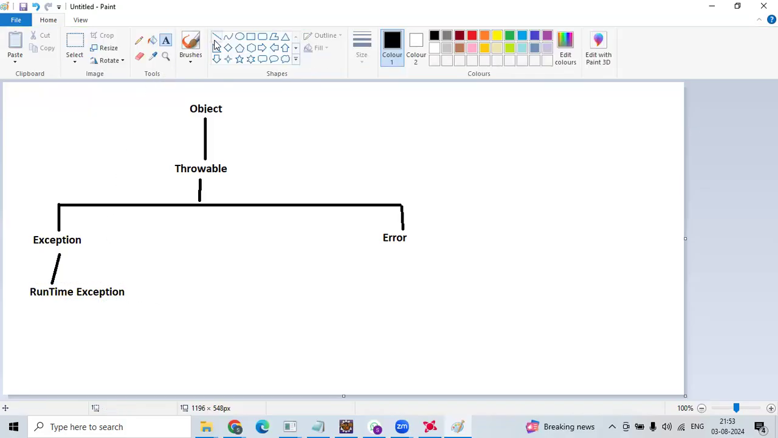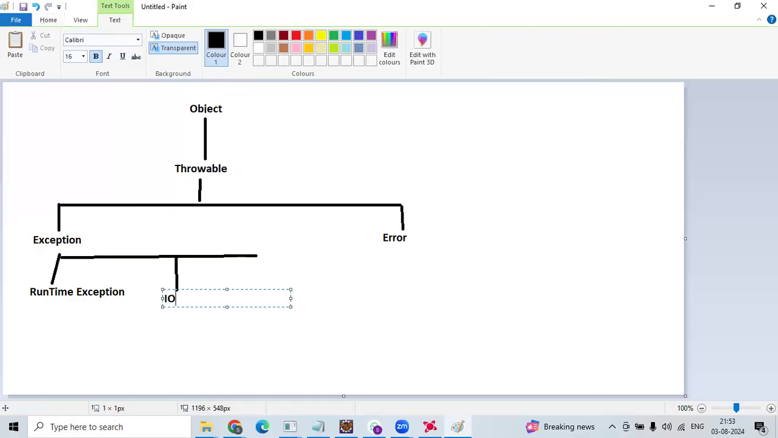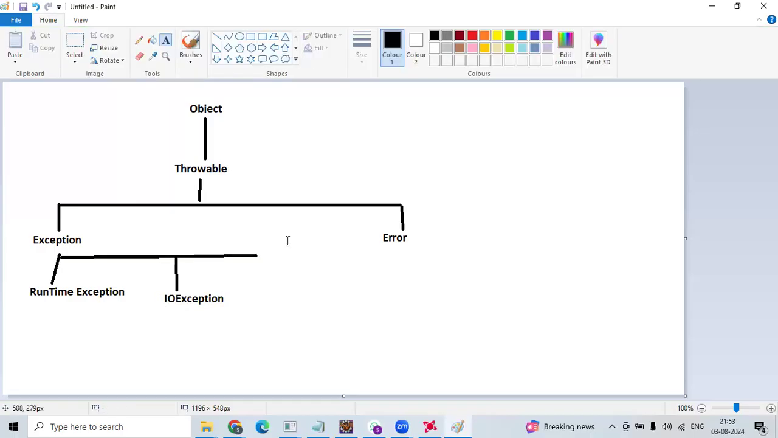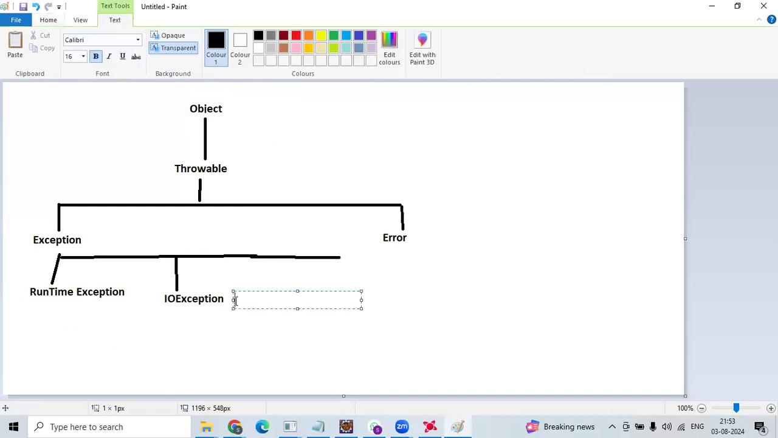So one more child is IOException. Guys, one child is RuntimeException, one child is IOException, SQLException, followed by so on. Guys, don't worry, in the next class I'll teach you everything. Then FileNotFoundException, SQLException, ServerException, many things. I don't want to write them all. ServletException.